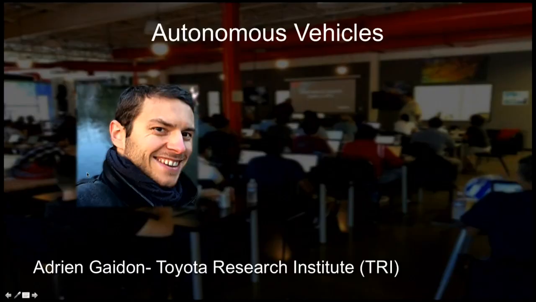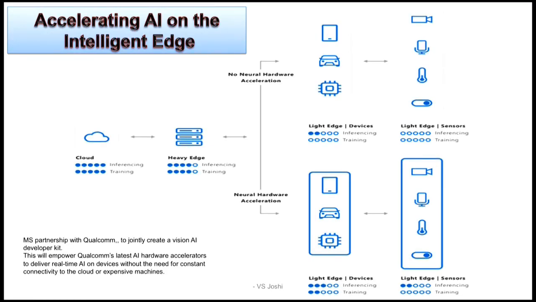If you look at this, on the top you will see no neural hardware accelerator. When there is no neural hardware accelerator, there is no inferencing and no training happening at the edge, or in the case of a light edge, a little bit of inferencing but no training. But with the neural hardware accelerator from Qualcomm, which is optimized with Microsoft Azure's ML services, you have a lot of inferencing and a lot of training happening at the edge. Essentially, you have specialized hardware to make these things happen.